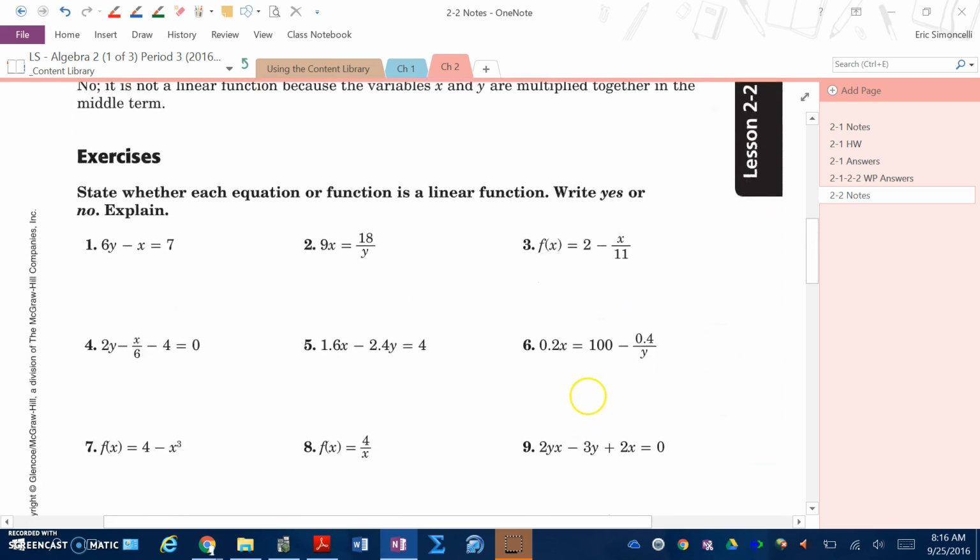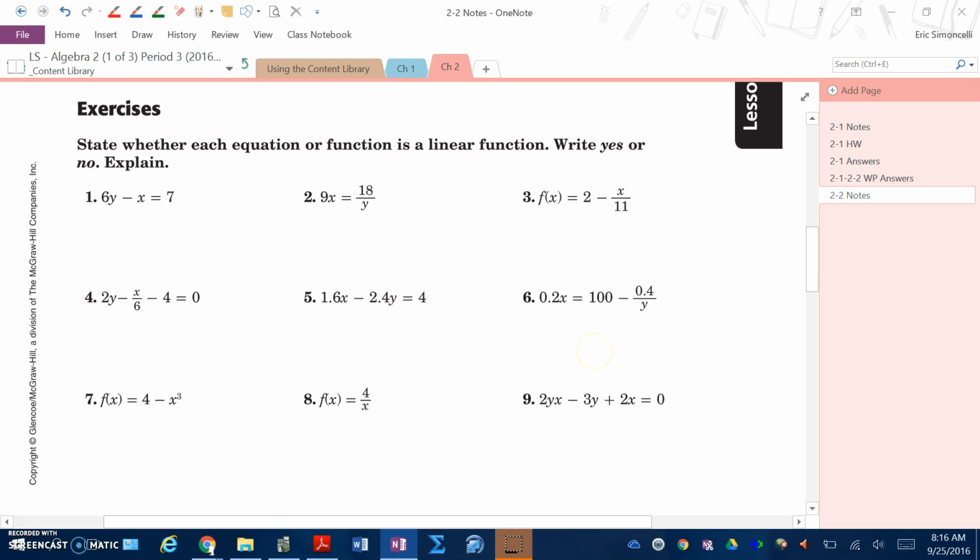Exercises. It says, state whether each equation or function is a linear function. Write yes or no. So in looking at number 1, I've got 6y minus x equals 7. So I'm going to go ahead and attempt to get y by itself, really keeping in mind my goal. One of my biggest goals is to have it look like this. Now if I can't get it to look like this, y equals mx plus b, then we'll say not linear.